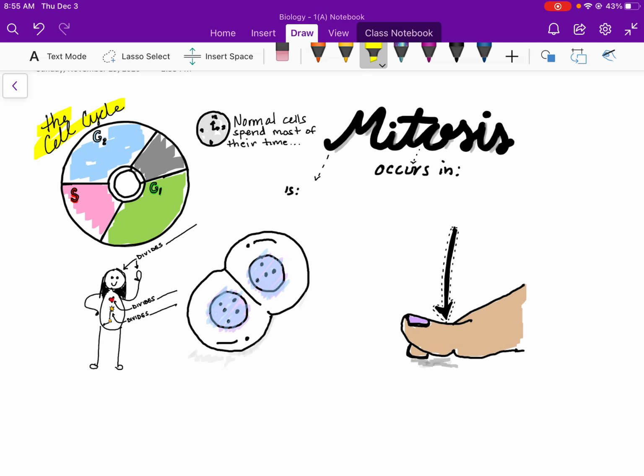Okay, we're going to cover mitosis today. So, mitosis, as I said, occurs only in somatic cells, and that's the word we use for body cells, somatic cells. An example of that would be your toe.